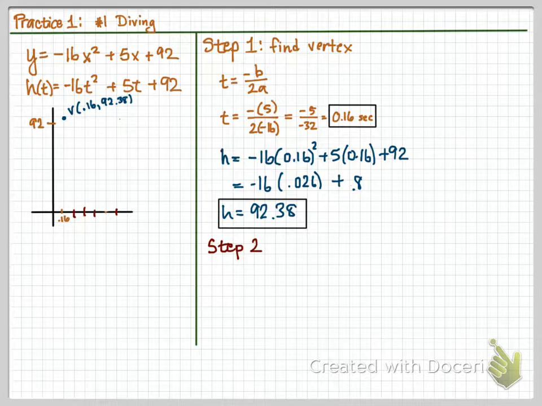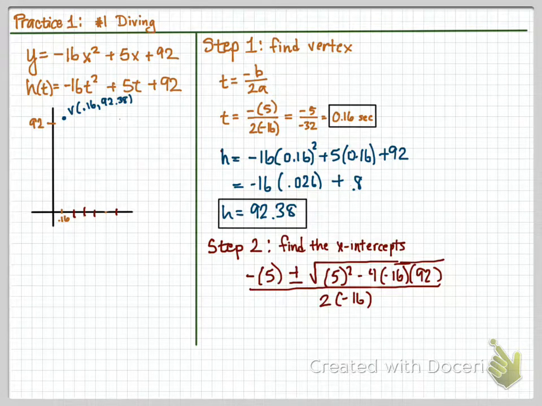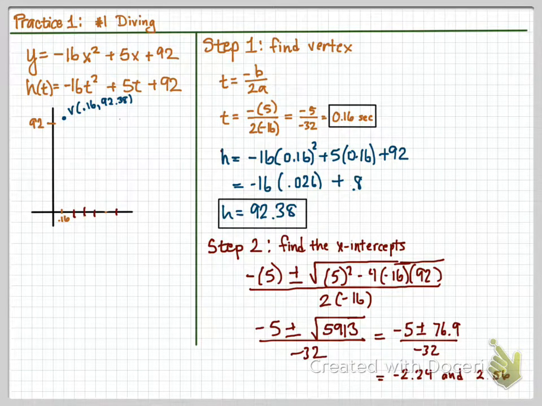Step 2, use the quadratic formula to find the x-intercepts, or in this case, when Mr. Thompson hits the water. Alright, so we plug in all our numbers. Take a second to see if that's what you have. And I work it all out. You get a large number in the square root, 5,913, but square rooting it brings it to a smaller number of 76.9. You'll get negative 2.24 and 2.56.